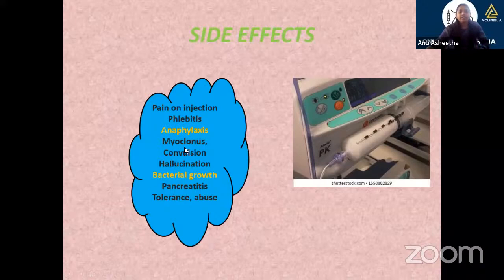Myoclonus, convulsions, and hallucinations can occur due to the metabolites present. They can also result in pancreatitis. Tolerance and abuse can also be seen, and hence it has to be used with caution.